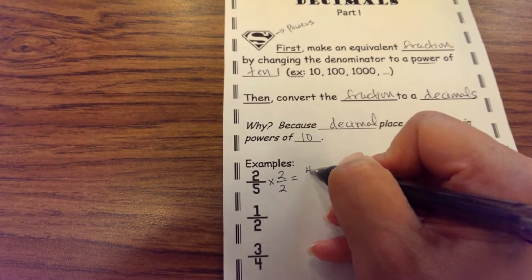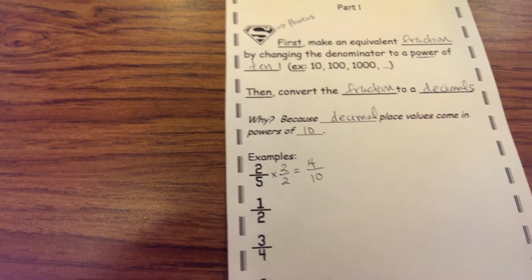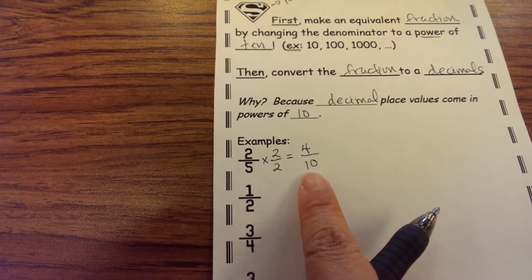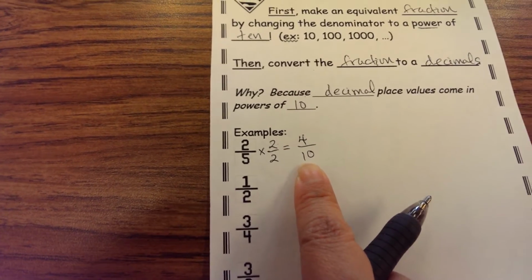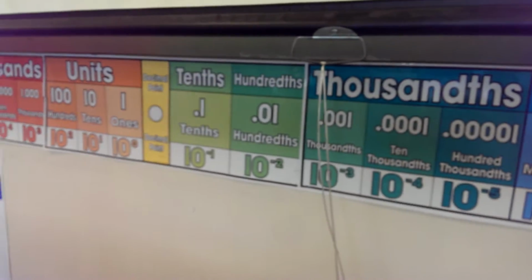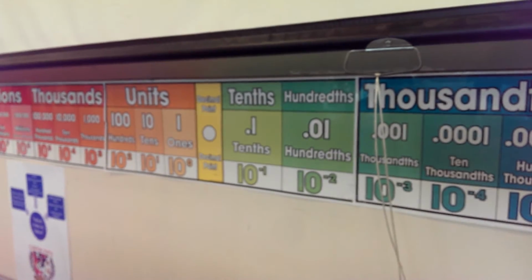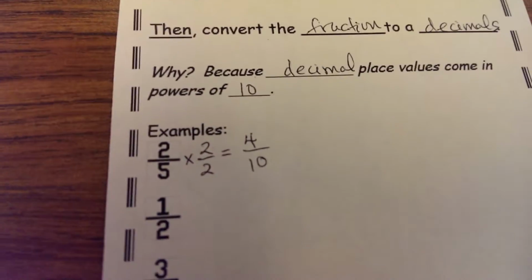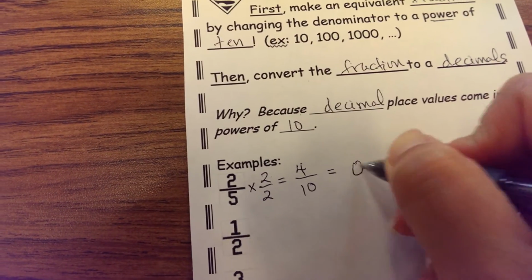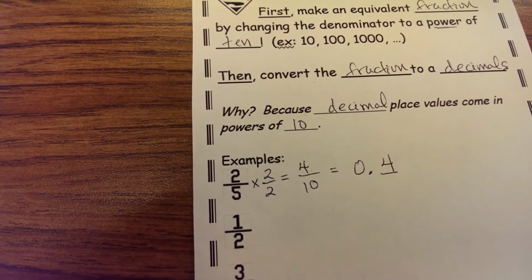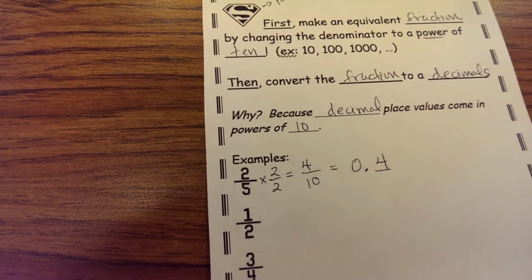2 times 2 is 4. 5 times 2 is 10. So now we have 4 tenths. 4 tenths is the same thing as 2/5. But now that we have it as 4 tenths, it's easy for us to write it as a decimal. Remember, decimals come in tenths, hundredths, thousandths, ten-thousandths. So since it's 4 tenths, that 4 will be right in the tenths place. The tenths place is right behind the decimal, and since it's 4 tenths, that's how you write the decimal. It's 4 in the tenths place.